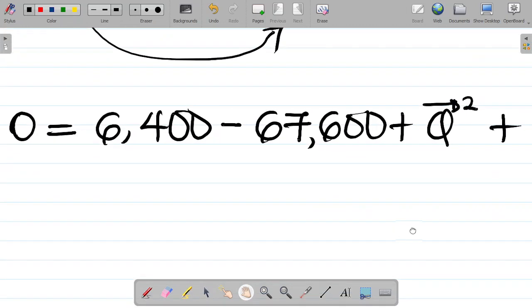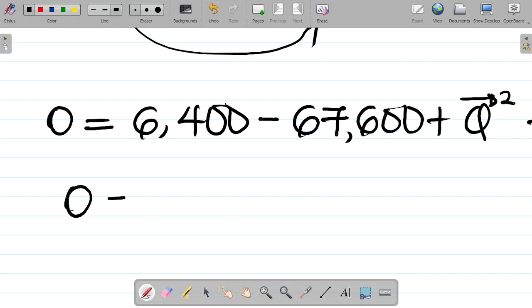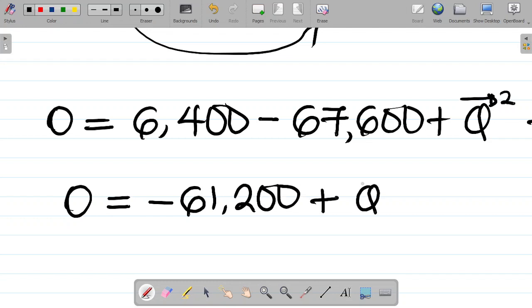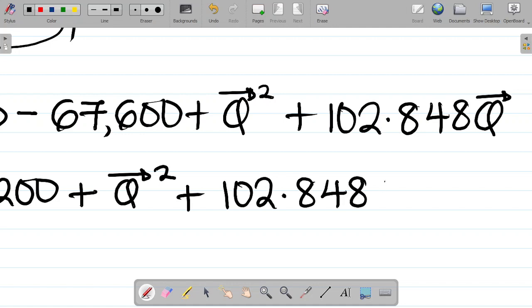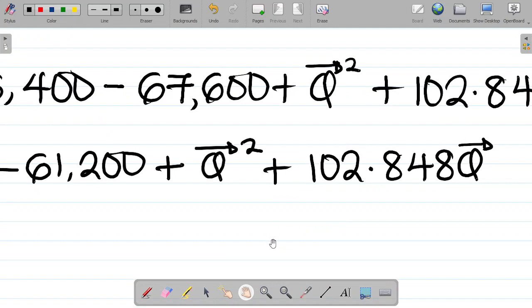Working on this, we have that 0 is equal to 6,400 minus 67,600. That's about minus 61,200, plus q squared, so plus q all squared, plus 102.848 q. So this becomes what we have here. Now this looks like a quadratic equation, but we have to arrange this in descending order. So we'll start with q squared first.